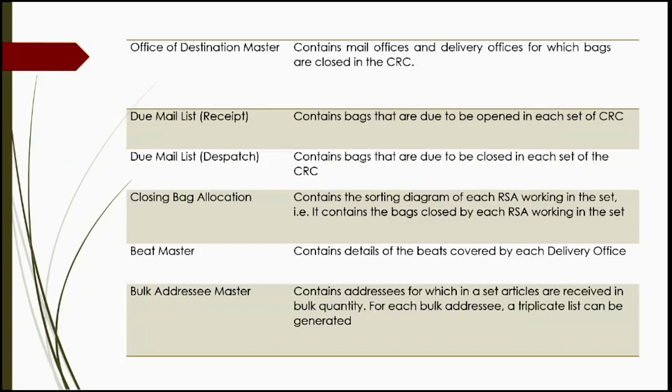Bulk addressee master means what? Say there is a post office, and under the delivery of the post office there is a hospital or an educational institution. Sometimes people addressing these famous institutions may forget to write the pin code and so on. So whenever you look up the bulk addressee master, you will be able to see that this institution is under the delivery of this office, so we need to close it to that office. This information is contained in the bulk addressee master.